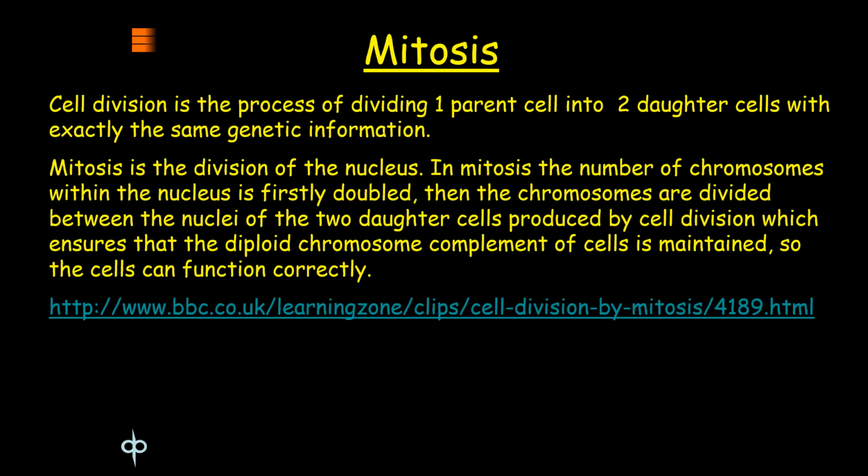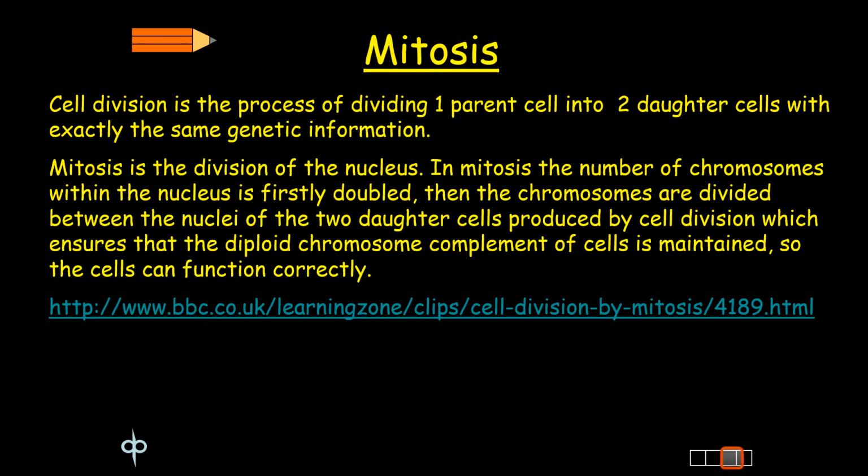We would now take a note on mitosis. Cell division is the process of dividing one parent cell into two daughter cells with exactly the same genetic information. Mitosis is the division of the nucleus. In mitosis, the number of chromosomes within the nucleus is firstly doubled. Then the chromosomes are divided between the nuclei of two daughter cells produced by cell division. This ensures that the diploid chromosome complement of the cell is maintained so that the cell can function correctly.